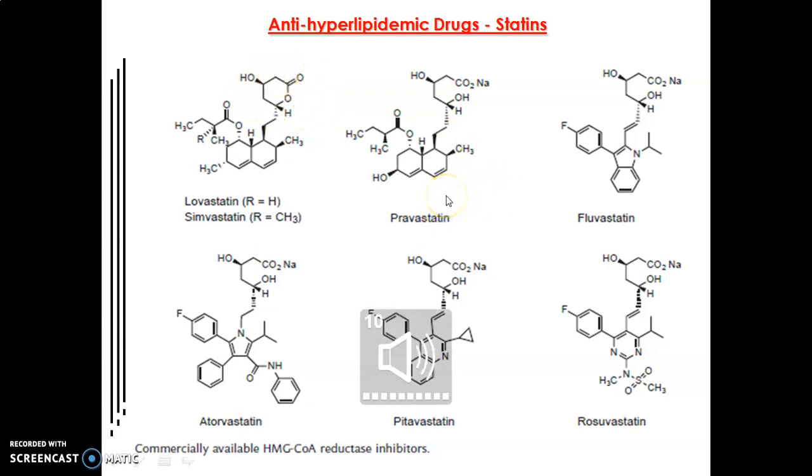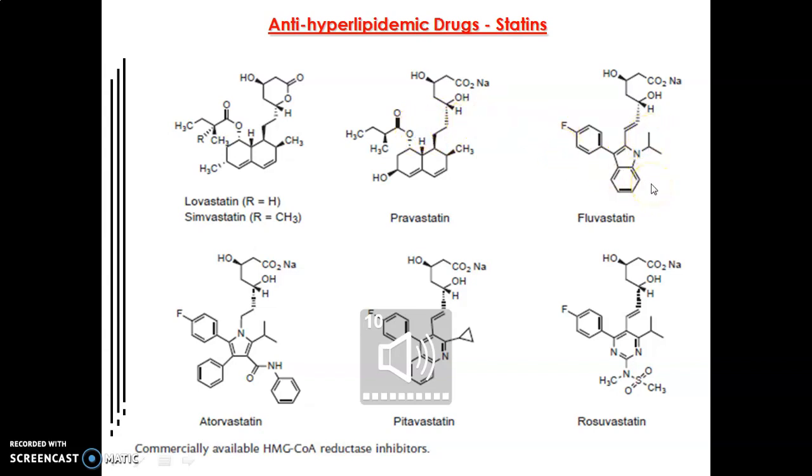Then pravastatin. In pravastatin, the bicyclic group is still present, but the lactone ring is opened. Here a dihydroxycarboxylic acid is formed, and this dihydroxycarboxylic acid is very important for the activity. Then the bicyclic ring is present and the ethylene bridge is present. So mostly alteration over here can give different new drugs.